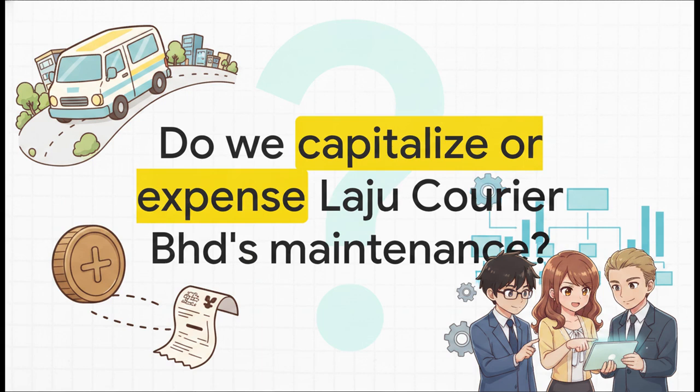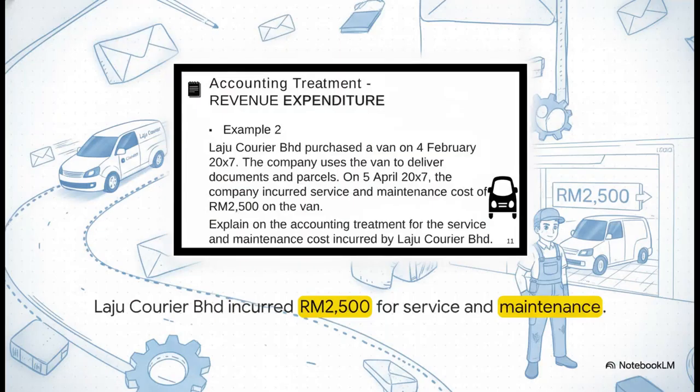Meet Laju Courier Berhad. They've got a busy delivery van running all around town every single day. Let's read through their story together. Laju Courier Berhad purchased a van on 4 February 20X7 to deliver documents and parcels. A couple of months later, on 5 April, they sent that van to the workshop and incurred a routine service and maintenance cost of 2,500 ringgit. The exam asks, explain the accounting treatment for this cost.